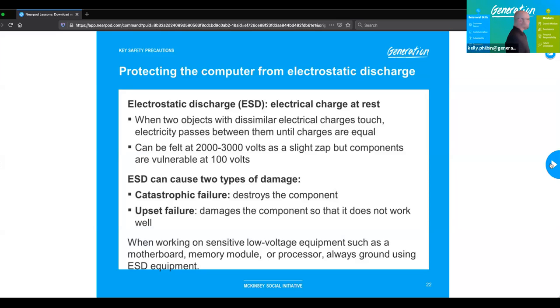So when you're working on the interior of the computer, there's four different ways you can actually help protect the computer from electrostatic discharge. Can anybody give me an example as to what one of those would be?